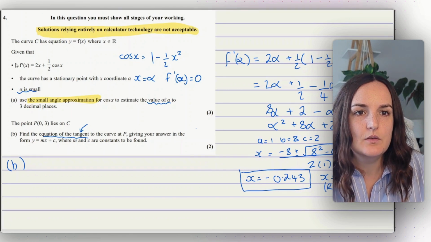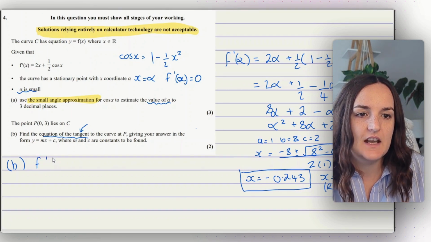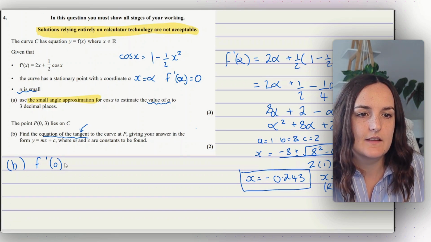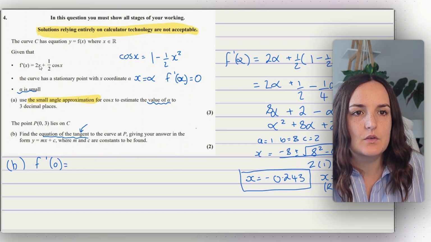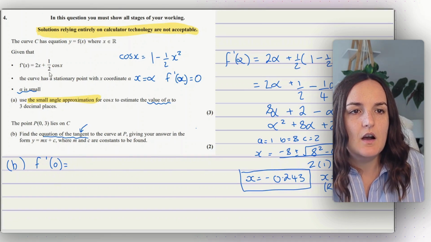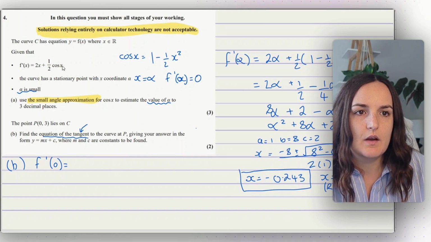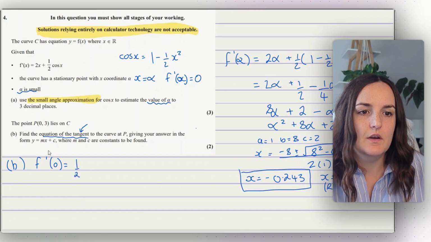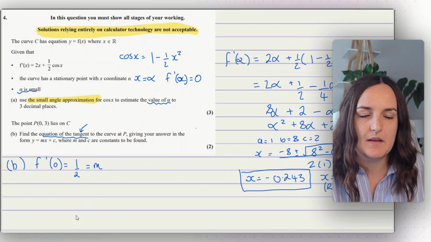So we need to use what they've already given us, which is f dash x, and we say, okay, f dash 0. So we want to find the gradient where x is 0. So we put 0 in there. So 2 times 0 is 0, plus a half times cos of 0, which is 1. So this is a half times 1, which is a half. So we know that the gradient of the tangent is a half. So that's our m in y equals mx plus c.